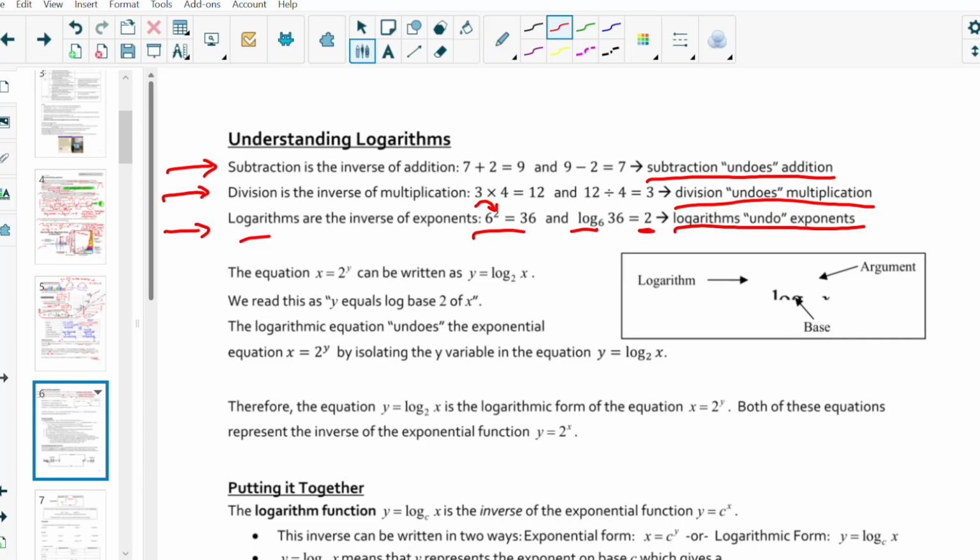Logarithms undo exponents. The equation x equals 2 to the y can be written as y equals log base 2 of x. This is read as y equals log base 2 of x. The logarithmic equation undoes the exponential equation x equals 2 to the y by isolating the y variable in the equation y equals log base 2 of x.